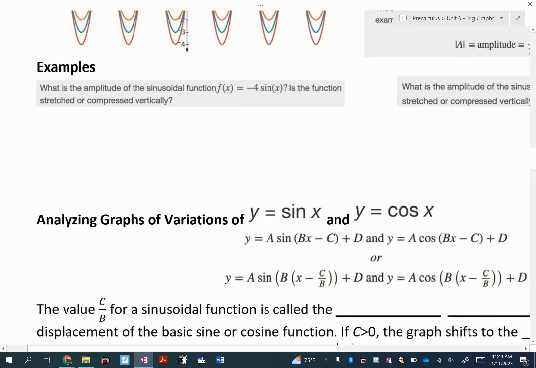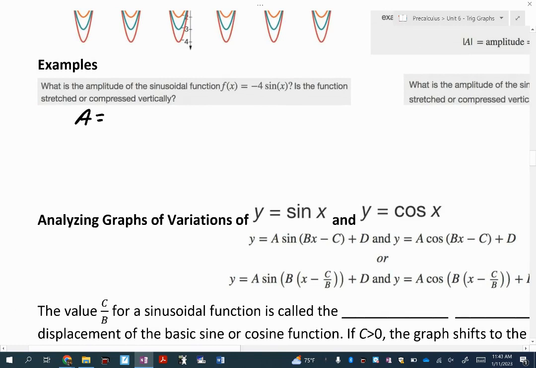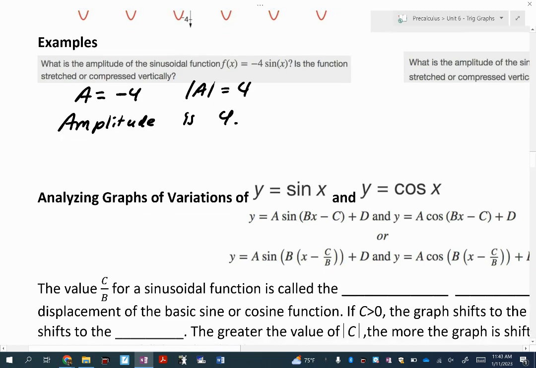So in this first one, let's just do A. A is -4. So the absolute value of A is +4. So the amplitude is 4. All right, and then it says, is it stretched or compressed vertically? So this is kind of going back to your days with, I always think of quadratics with this, but when you take the absolute value, if your number is greater than 1, like this one is, this is going to be a stretch.